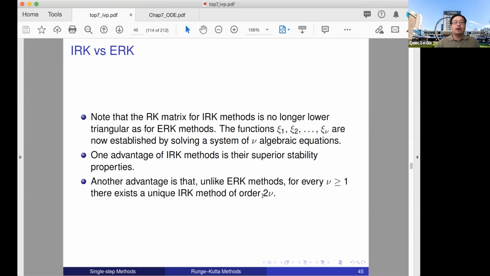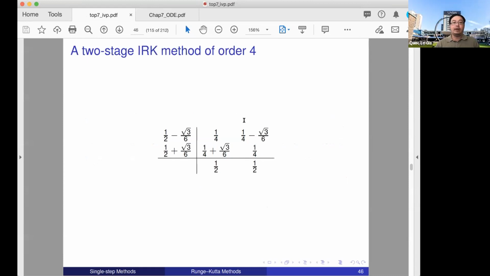Or it can go up to order 2n. So for 2 rows you can have order 4, and that is exactly the one that you are going to use for the project. Okay, so maybe now we do a little exercise. Suppose I give you this table. How do you write down the system?